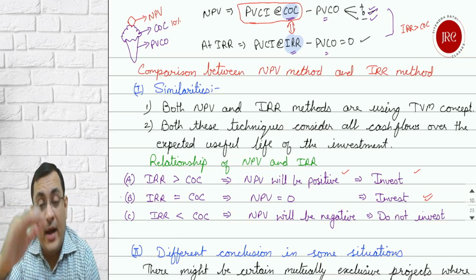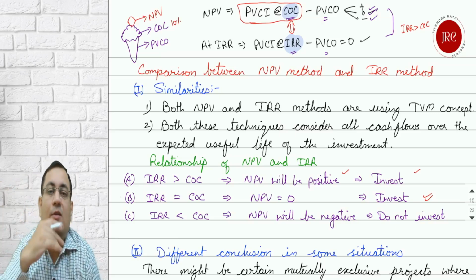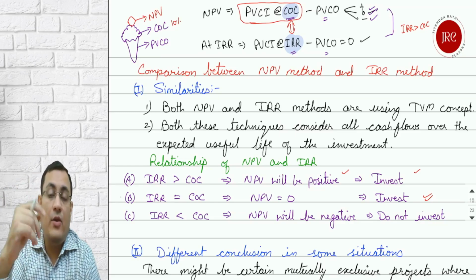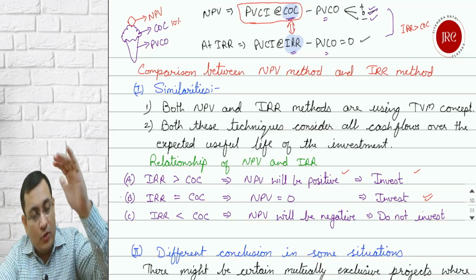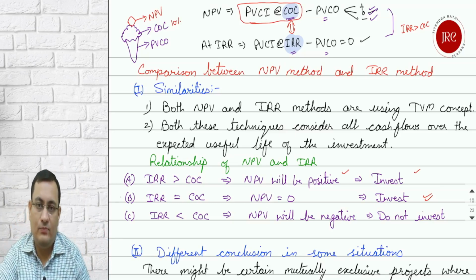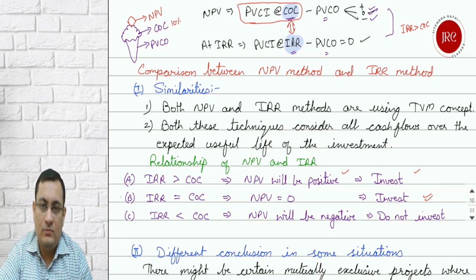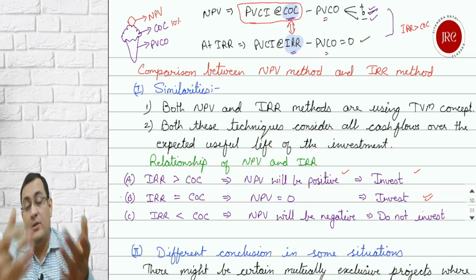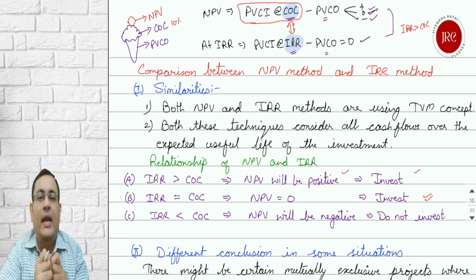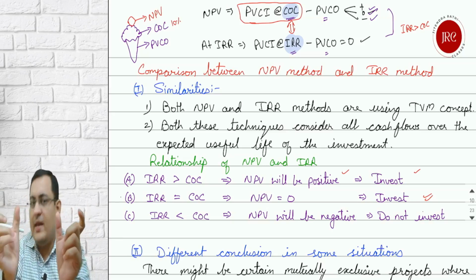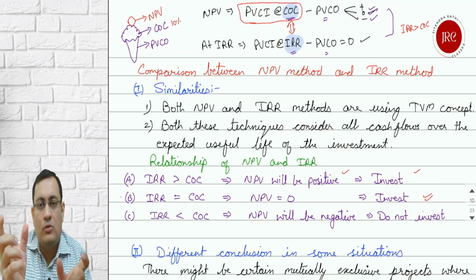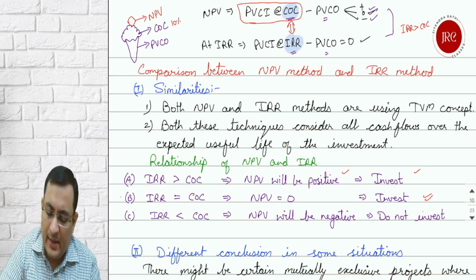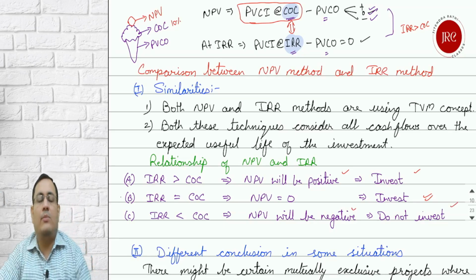Last case, if the IRR of the project is less than your COC, and you discount by COC, which is a higher rate, your PVCI will be lower than your PVCO. Let's say the investor is asking 10%, but the project is generating 8%. At 8%, your PVCI and PVCO are equal. But if you discount by 10%, your PVCI will go down. So PVCO is higher than your PVCI at COC, which means your NPV will be negative and you should not be investing in the project.